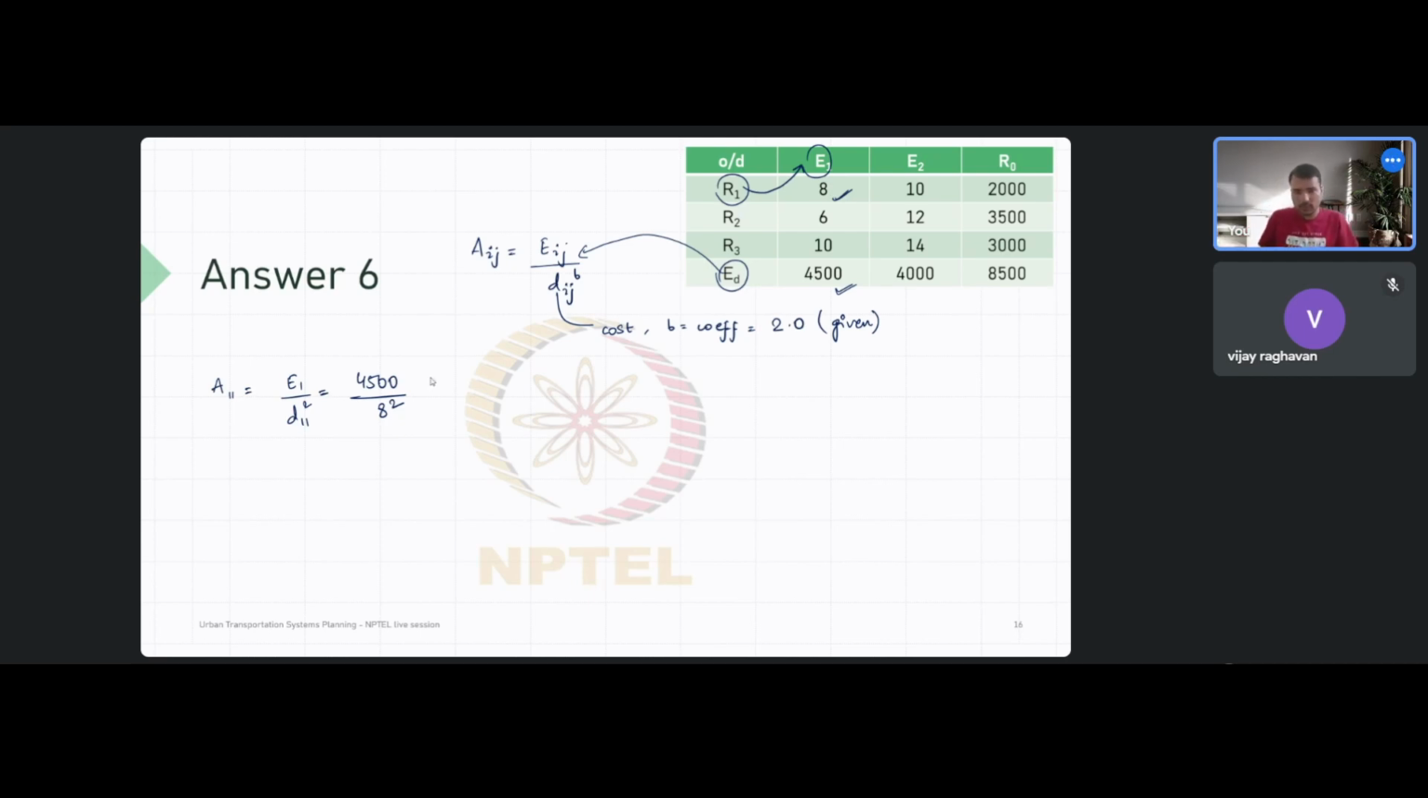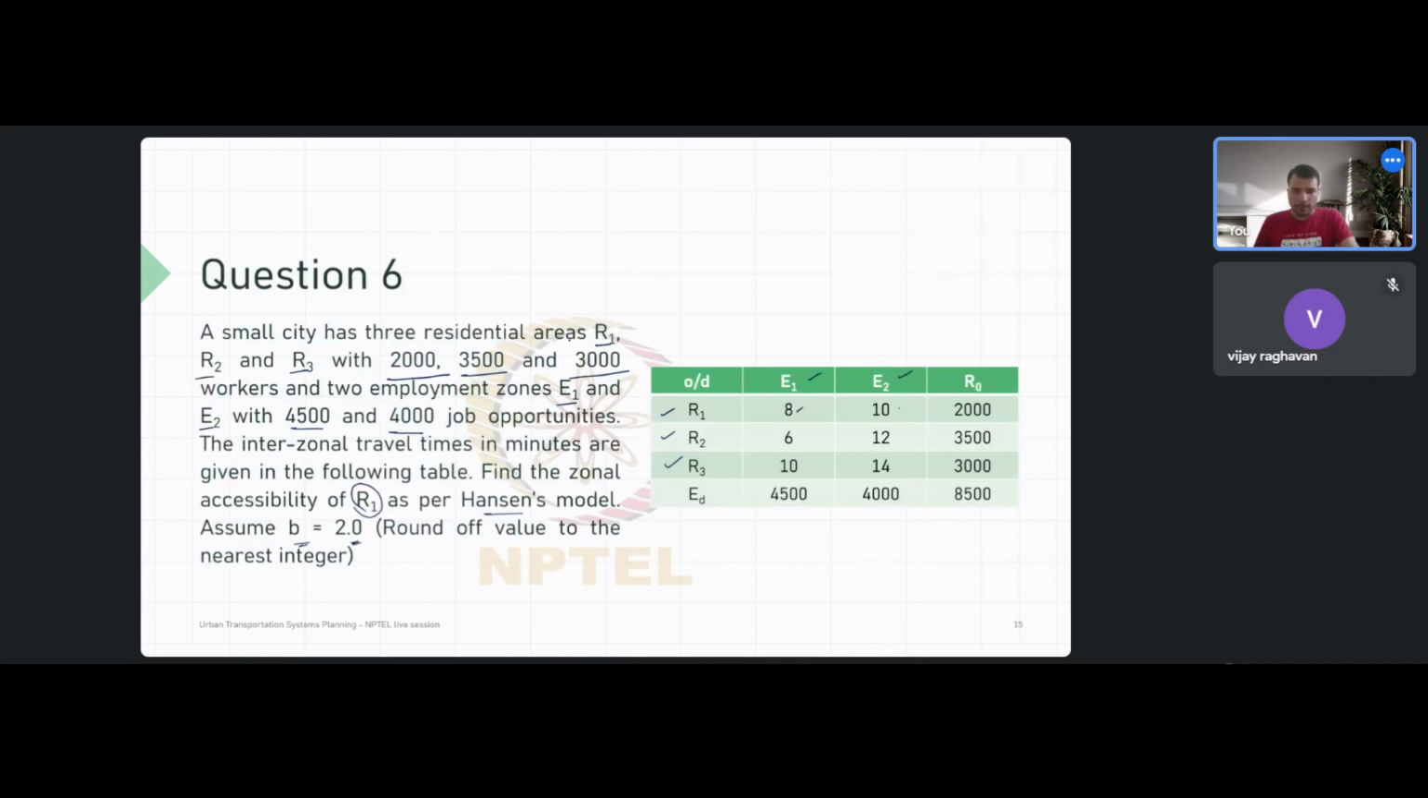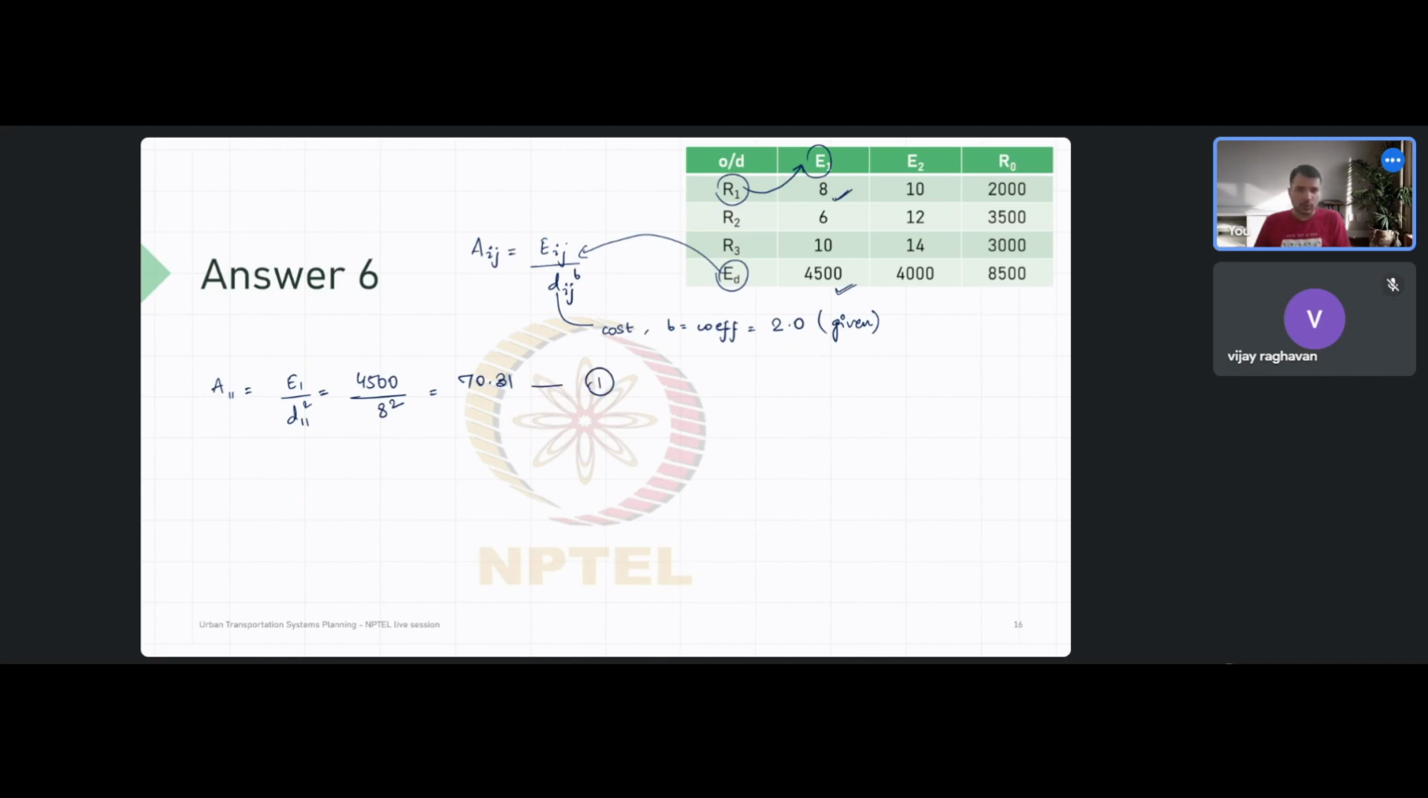Let's calculate this. This is coming out as 70.31. This is first. Now let's find A12. So this will be E2 by D12 square. So what will be E2? We'll take 4000 here, because now we have to take zonal employment 2. So how many can get there and based on how much distance? So 4500 can go to employment zone 1. And for E2, how many can get? So 4000 can go. Simple.